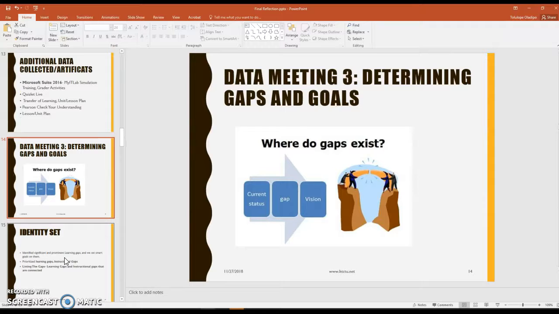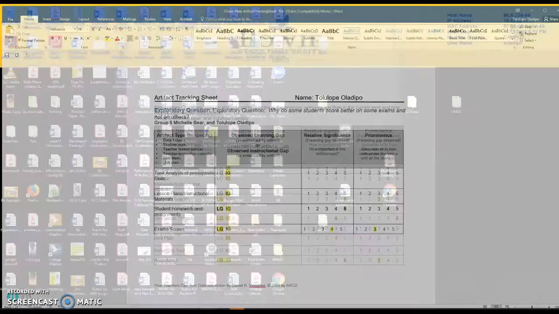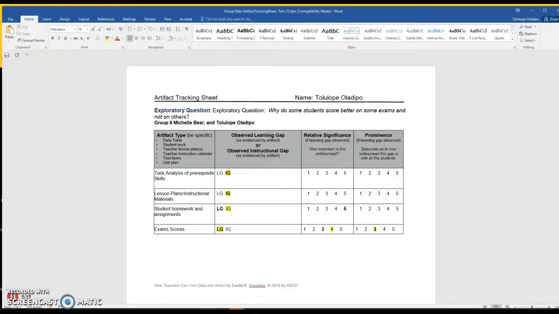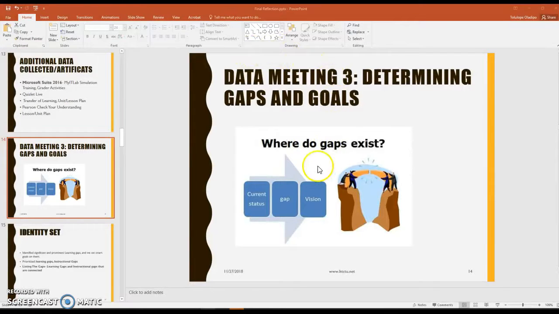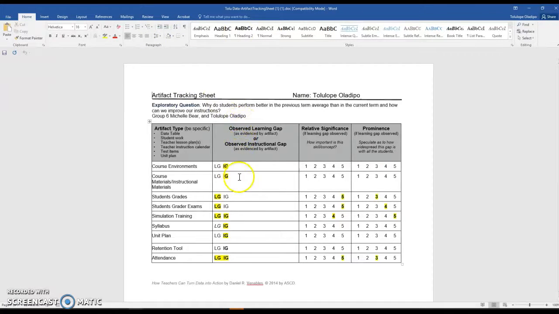So at data meeting 4, here we determine gaps. We look at the existing gaps, the instructional gaps and the learning gaps. Looking at the instructional gaps, we actually looked at the artifact earlier. This is the artifact for my data.